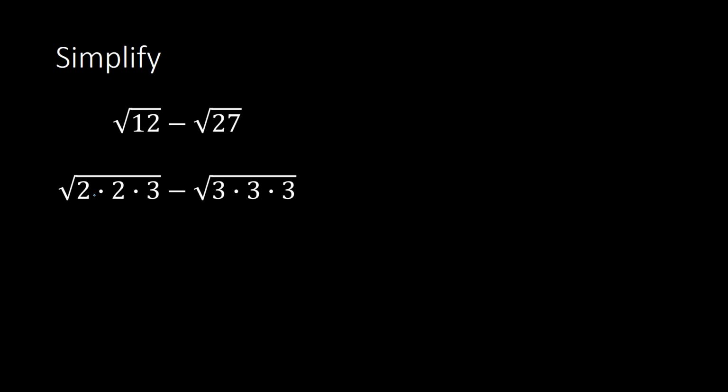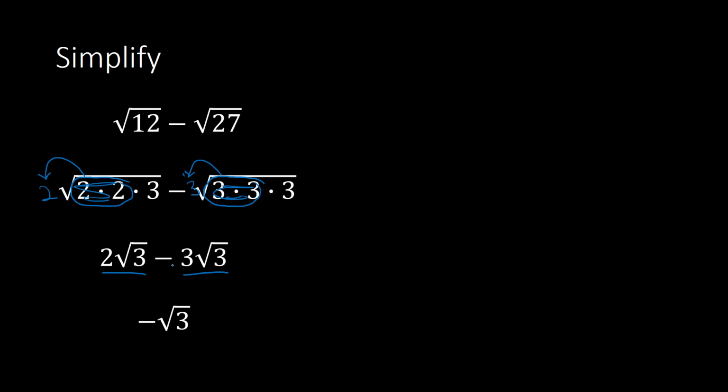And now notice, for the square root of 12, I can pull out a group of 2's. I have one group of 2's, so I can pull out 1, 2. And over here, I have one group of 3's, so I can pull out 1, 3. And now, what I have is going to be a 2 square root of 3 minus a 3 square root of 3, and now they are like terms. Here, they both have a square root of 3, so I can combine. So I have 2 minus 3 gives me a negative 1 square root of 3, or just simply negative square root of 3.